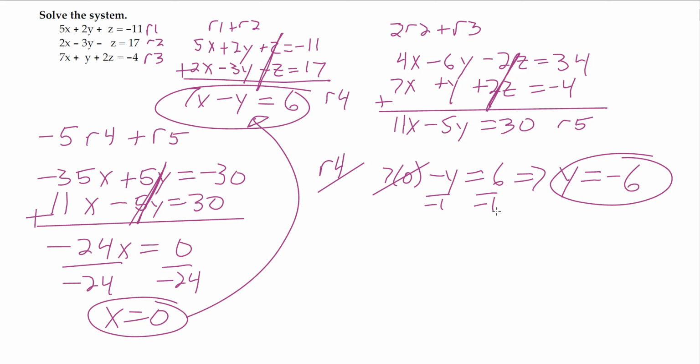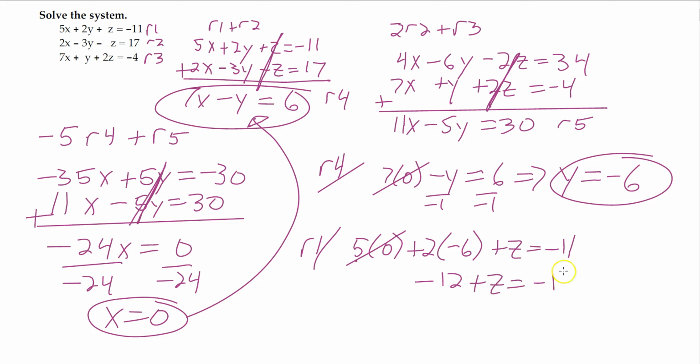Great. Now we have y and x. We're missing z. Now z happens in the first 3 equations. Sometimes not in all 3 of them, but somewhere in those 3. In this case, all 3 of them. The nicest looking z happens in row 1. So I want to work with row 1. So row 1 is 5x, but that's 5 times 0. Plus 2y, but that's 2 times negative 6. Plus z equals negative 11. And reducing this down, that is negative 12 plus z equals negative 11. And if I add the 12 to both sides, it gives me z equals 1.